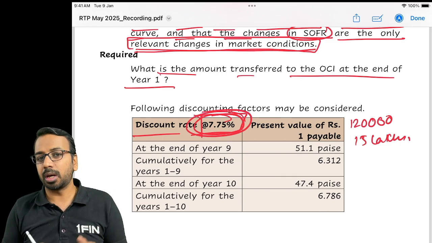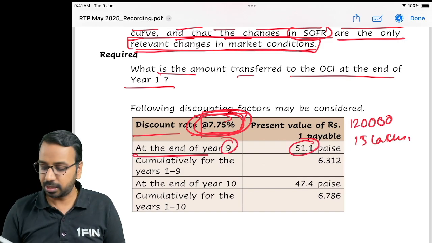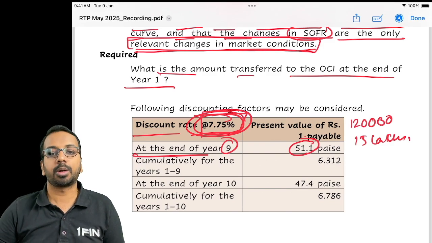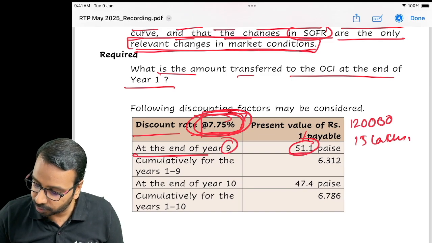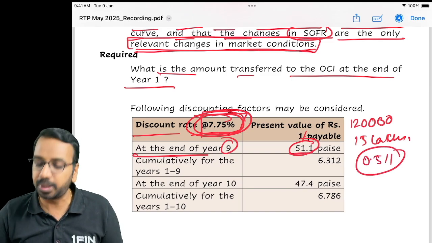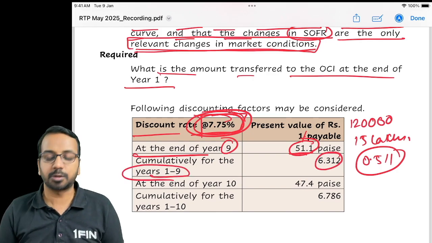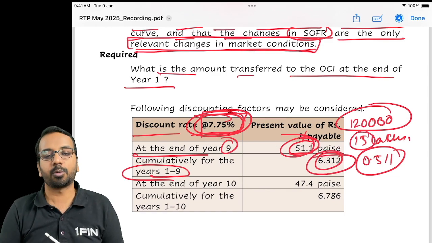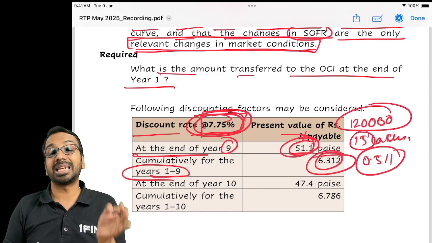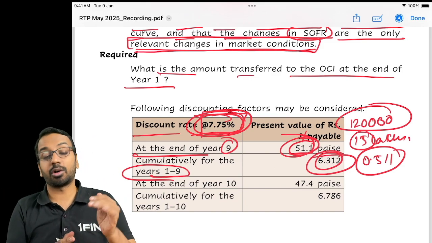Now at the end of year 1, how many years are left? You are left with 9 years. So at the end of year 9, the present value is 51.1 paise, means for 1 rupee it is 51.1 paise. That means 0.511 rupee is what I can consider. Then for year 1 to 9, the cumulative discounting factor is 6.312. So 120 multiplied by 6.312, 15 lakhs multiplied by 0.511, gives you the present value of the future cash flows at 7.75% or the benchmark interest rate.